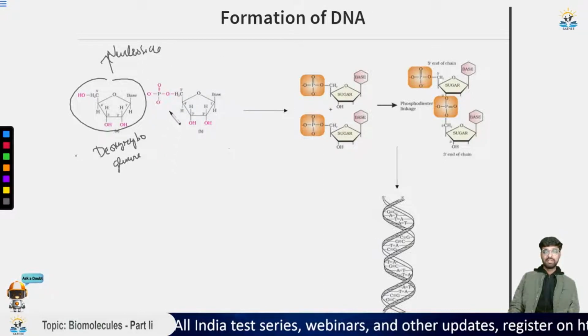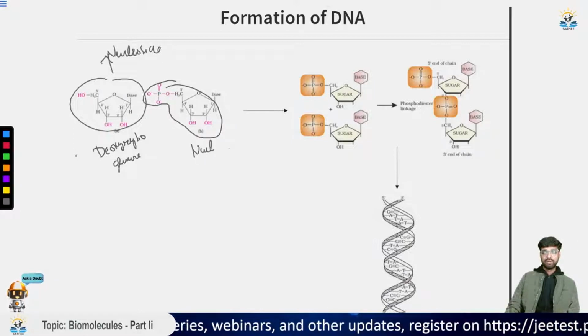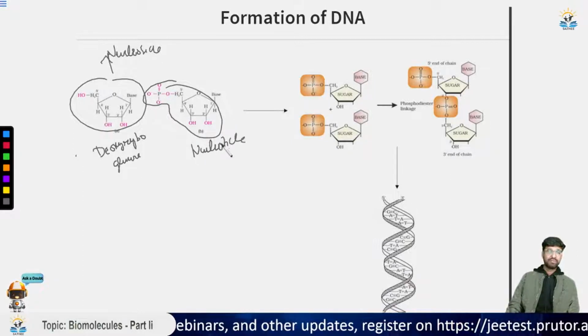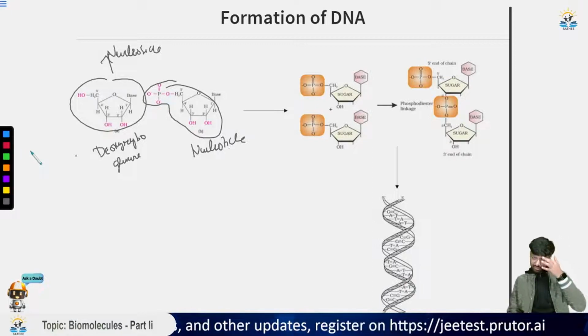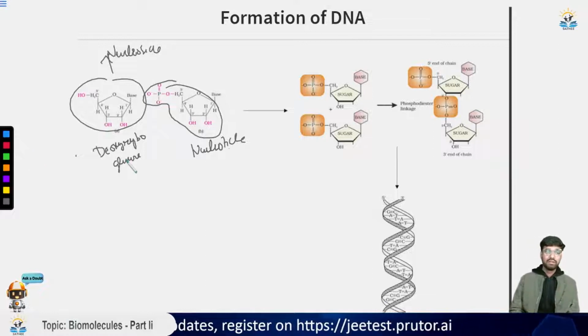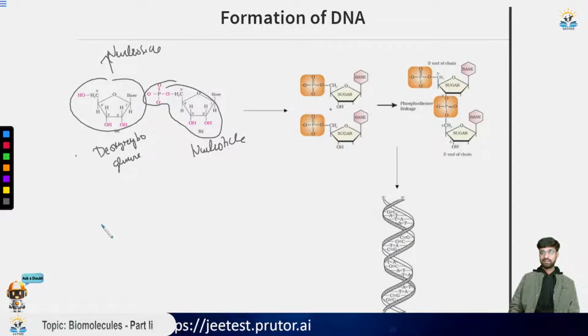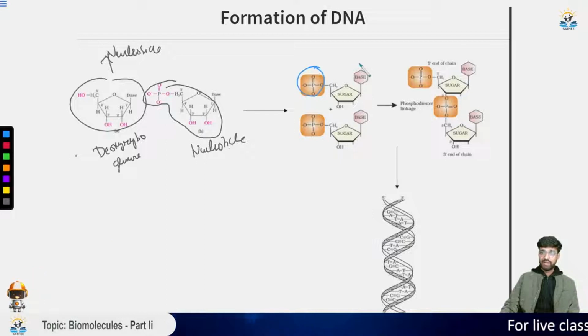Now, if this nucleoside is attached to a phosphate group, then it is called a nucleotide. So this is the first important point: if the DNA sugar is not attached to any phosphate, then it is called a nucleoside, and if it is attached, it is called a nucleotide. Now we have two units of this sugar, each having a phosphate and a base, or you can say two units of a nucleotide.